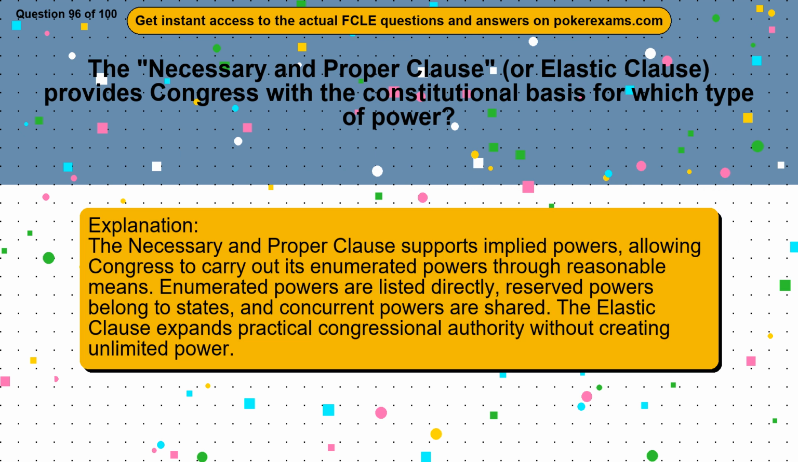The Necessary and Proper Clause supports implied powers, allowing Congress to carry out its enumerated powers through reasonable means. Enumerated powers are listed directly, reserved powers belong to states, and concurrent powers are shared. The Elastic Clause expands practical congressional authority without creating unlimited power.